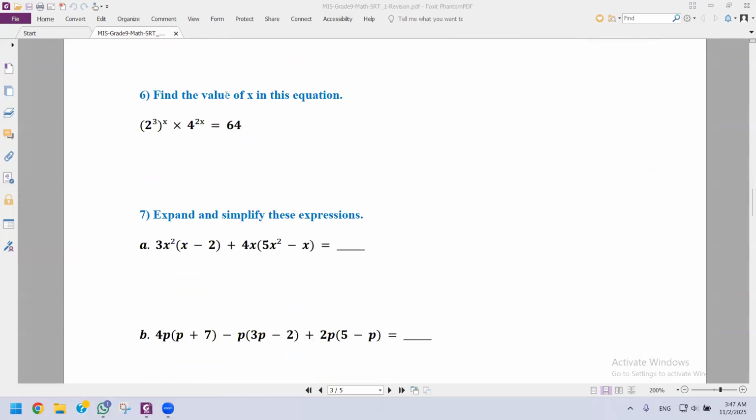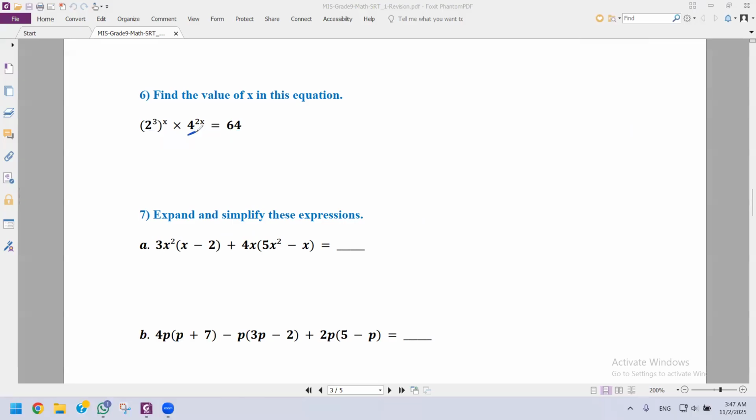Then find the value of x in this equation. We have 2 power 3 power x, times 4 power 2x, equals 64. What's the problem here? x is in the power. So I should work out the powers with the properties that we talked about in question 5. But, Mr., you said we should have the same base in order to add the powers or subtract them. Okay, so here it's not the same base? No, it's not. 2, 4, 64. So we think, how can I make them the same base?